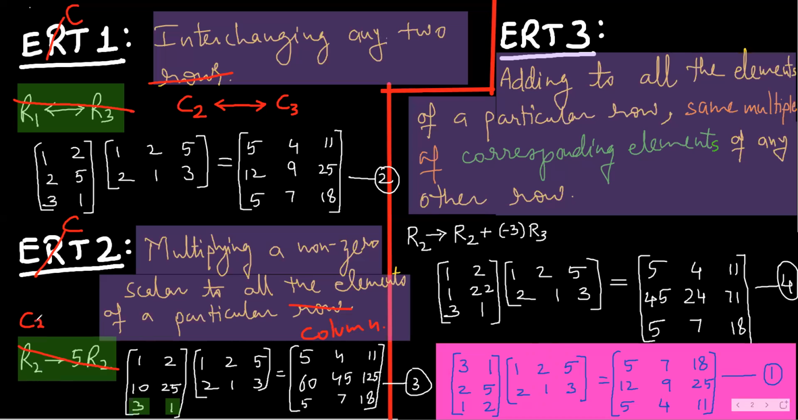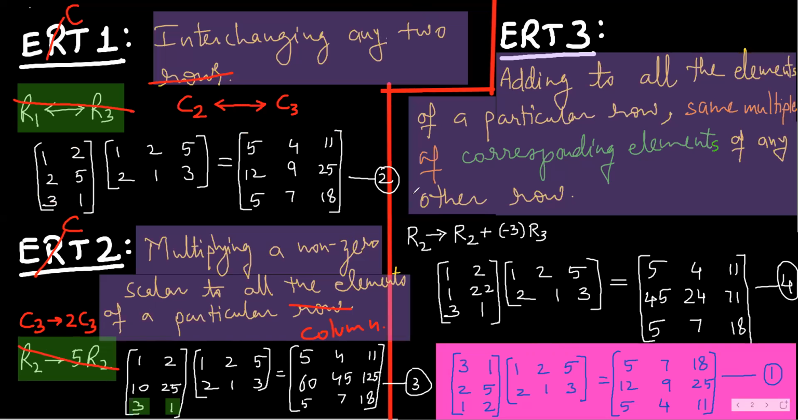I write here, say C3 changes to 2C3. What does it mean? To all the elements of C3, I'm going to multiply 2. So whatever I will get here, definitely that will be here, that matrix. Okay, and that I will do. Then I'm going to take the example and I will do all that.